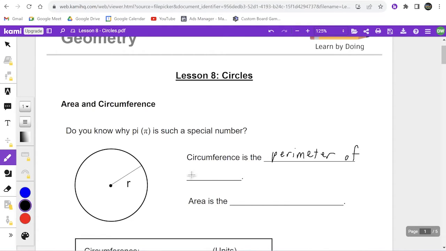of a circle. So in other words, the outside. And then area is obviously the inside of a circle. This is going to be the easiest fill in the blank, at least for the summer, I think. So circumference is the outside, area is the inside, and now let's talk about the equations for circumference and area.